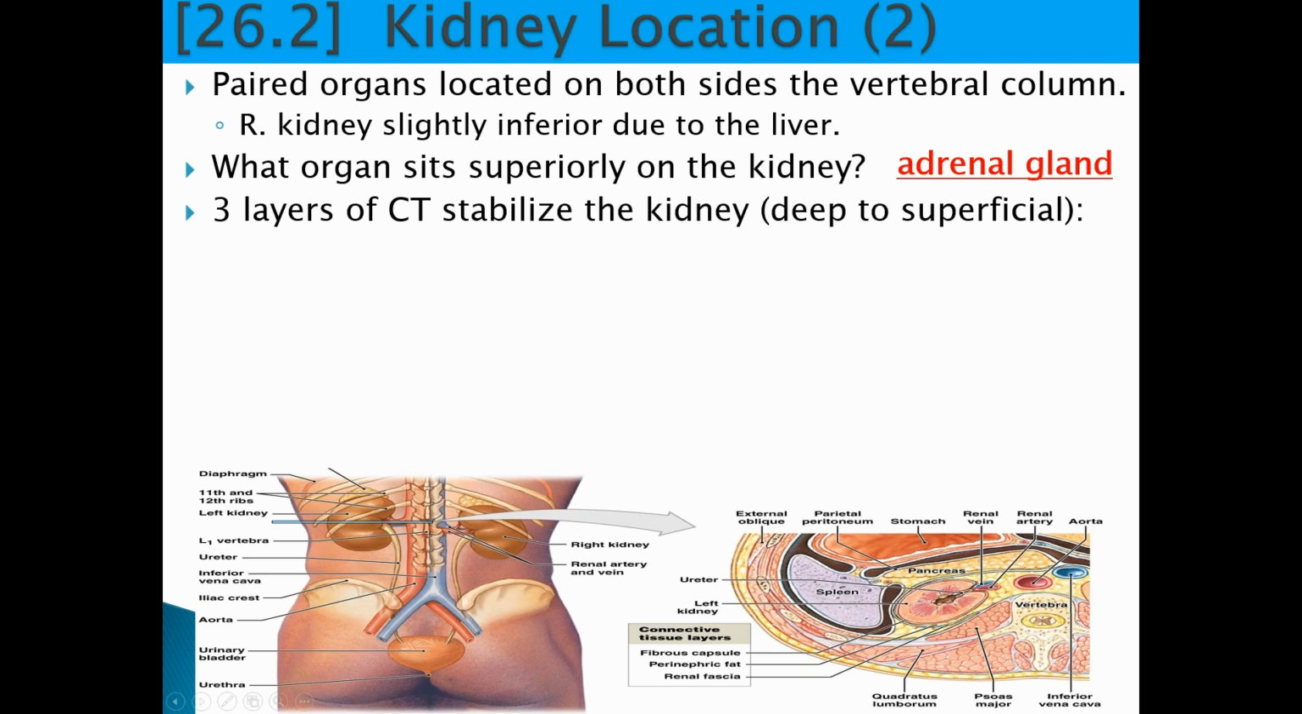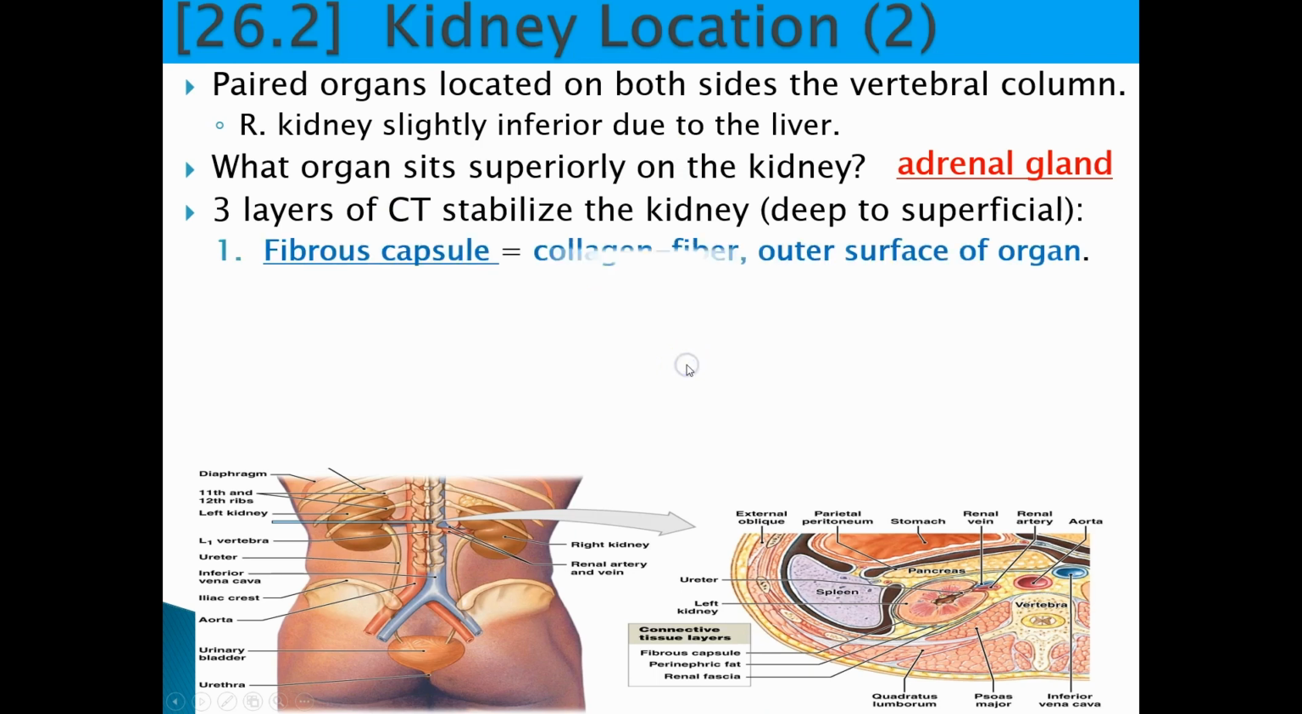Now, as we move on to the kidney location, you should definitely note that we're going to talk about what stabilizes the kidney in place. First and foremost, you should know there's connective tissue that stabilizes the kidney. The outermost connective tissue of the organ is called the fibrous capsule. So know the kidney is a capsulated organ, and the outer region is the fibrous capsule. It's basically collagen fibers on the outer surface of the organ, surrounding it and encapsulating it.